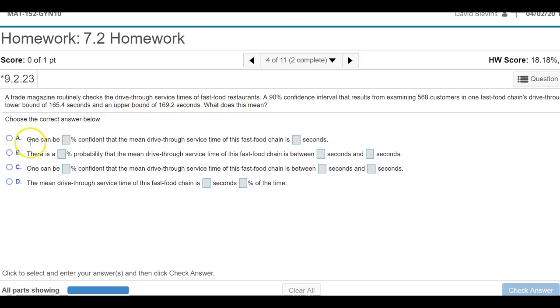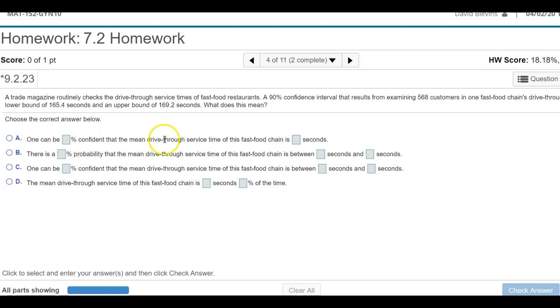Alright, so we talked about this. You got to have confidence in there. So one can be blank confident is going to be the part of it. It's not a probability that it falls between those two. And it's not a likelihood that we're getting the actual population mean a certain percentage of the time. Okay, so the confidence level, I mean, it says confidence right beside it, so that's going to be part of it.